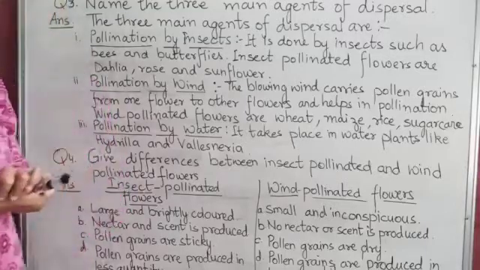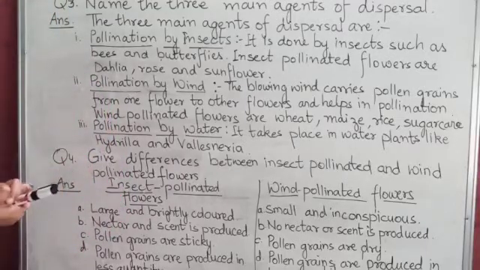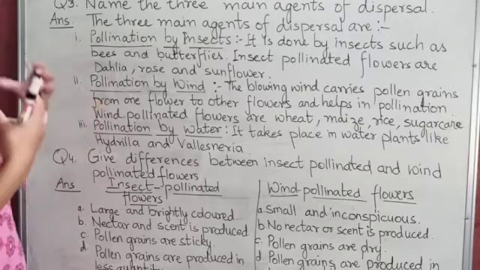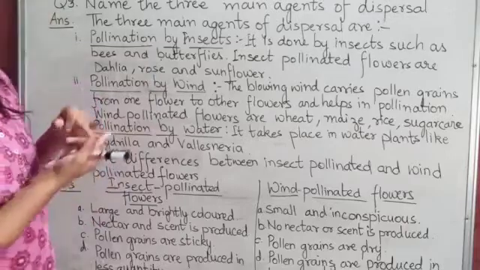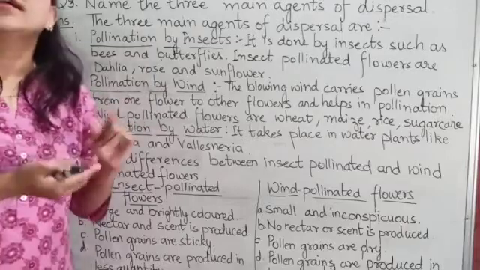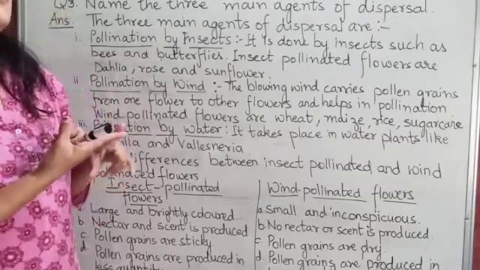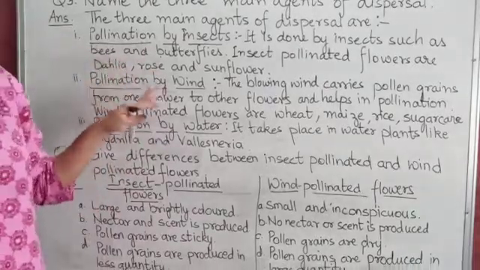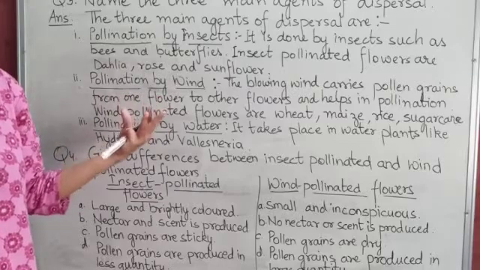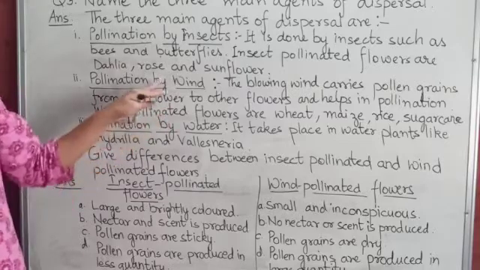So here what happens is that when insects, butterflies or honeybees, visit flowers for nectar or honey. Now, do you know what nectar is? Nectar is the sugary liquid which is present in the flower.